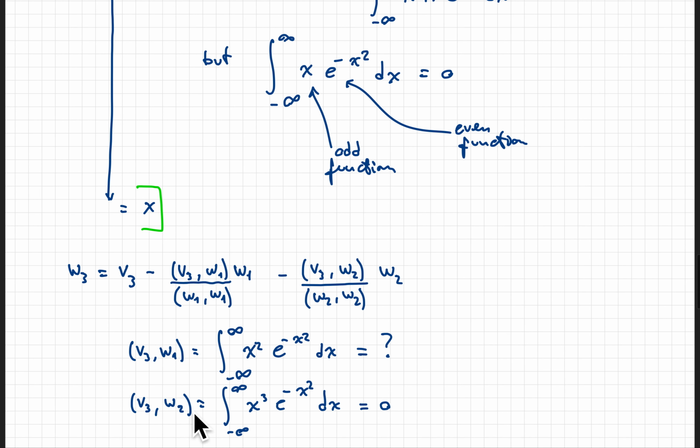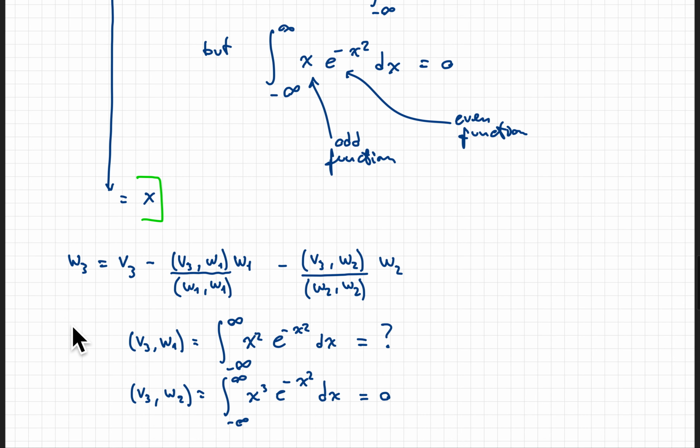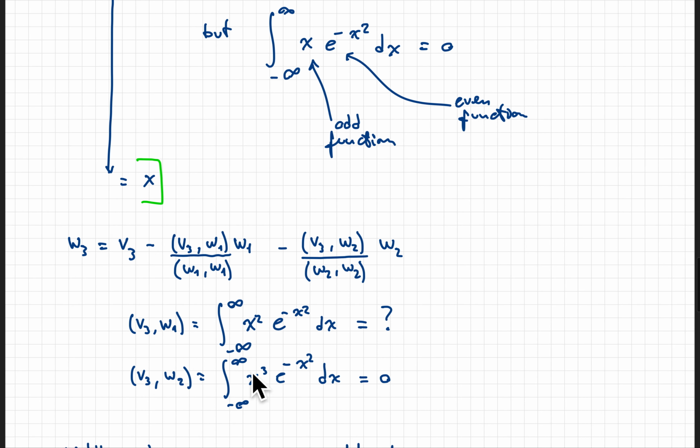What about v3 with w2? Well, v3 with w2 needs to be calculated. And so we say, okay, well, v3 is simply x squared, and w2 is simply x, so we get an x cubed. Okay, we get an x squared from this, and x from this, and this x cubed times e to the minus x squared. So again, we have an odd function and an even function, a function that takes positive values on the positive real axis, negative values on the negative real axis, mirrored around the origin.